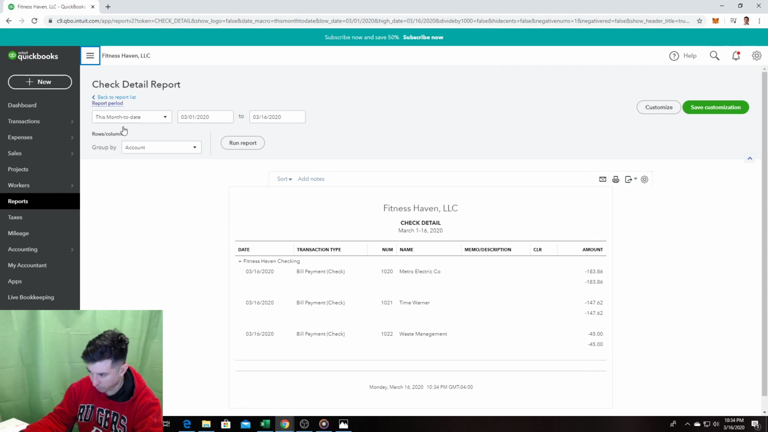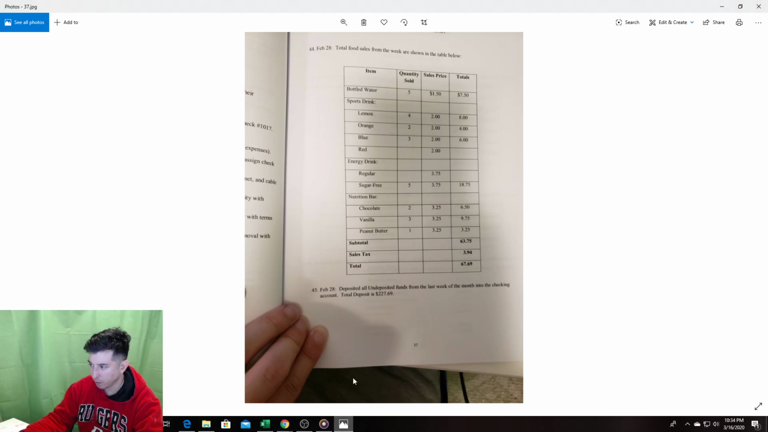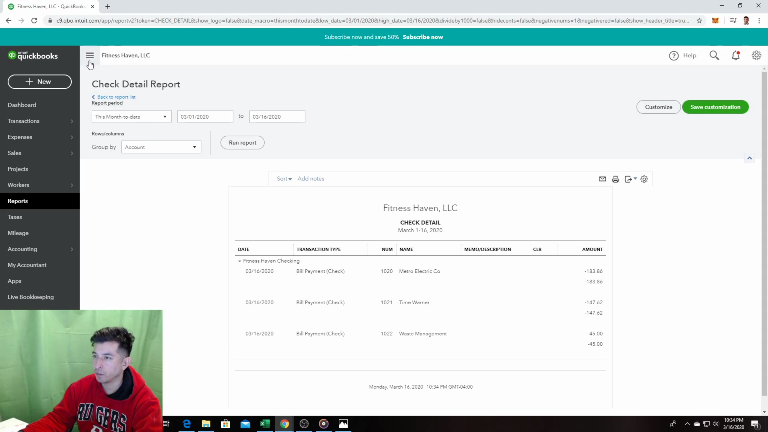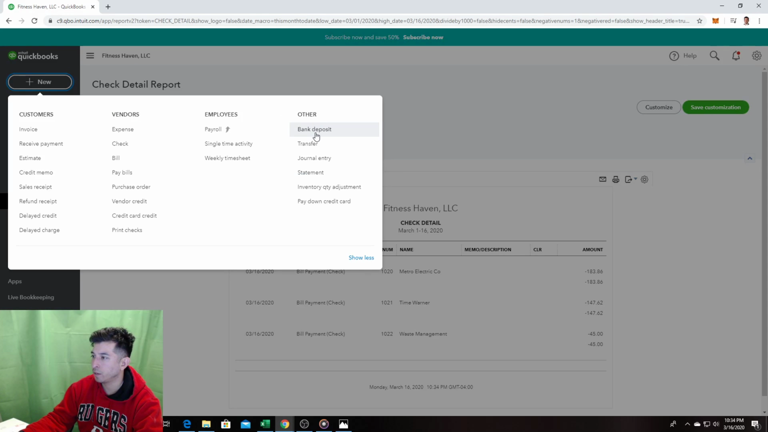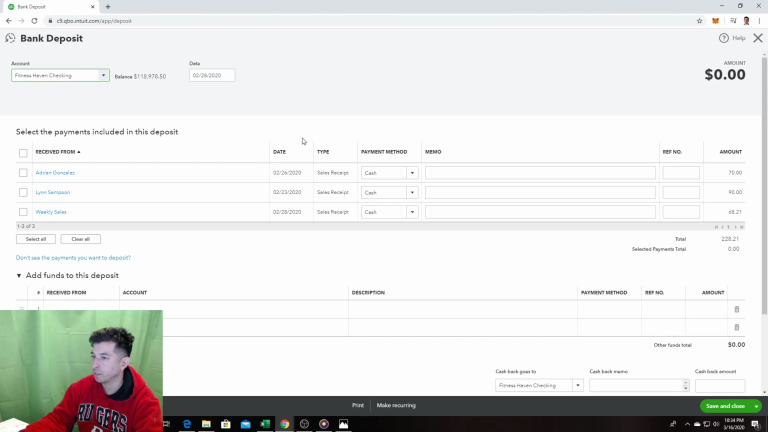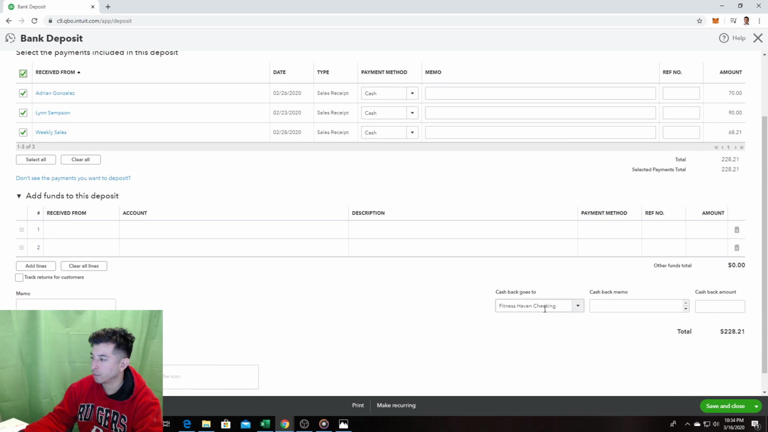February 28th. Let's take a look at next transaction. Transaction number 45. February 28th. Deposited all undeposited funds from the last week of the month into the checking account. Total deposit is $227.69. So let's go to new, other, bank deposit, receive from all. Let's see what's going on here. Save and close.